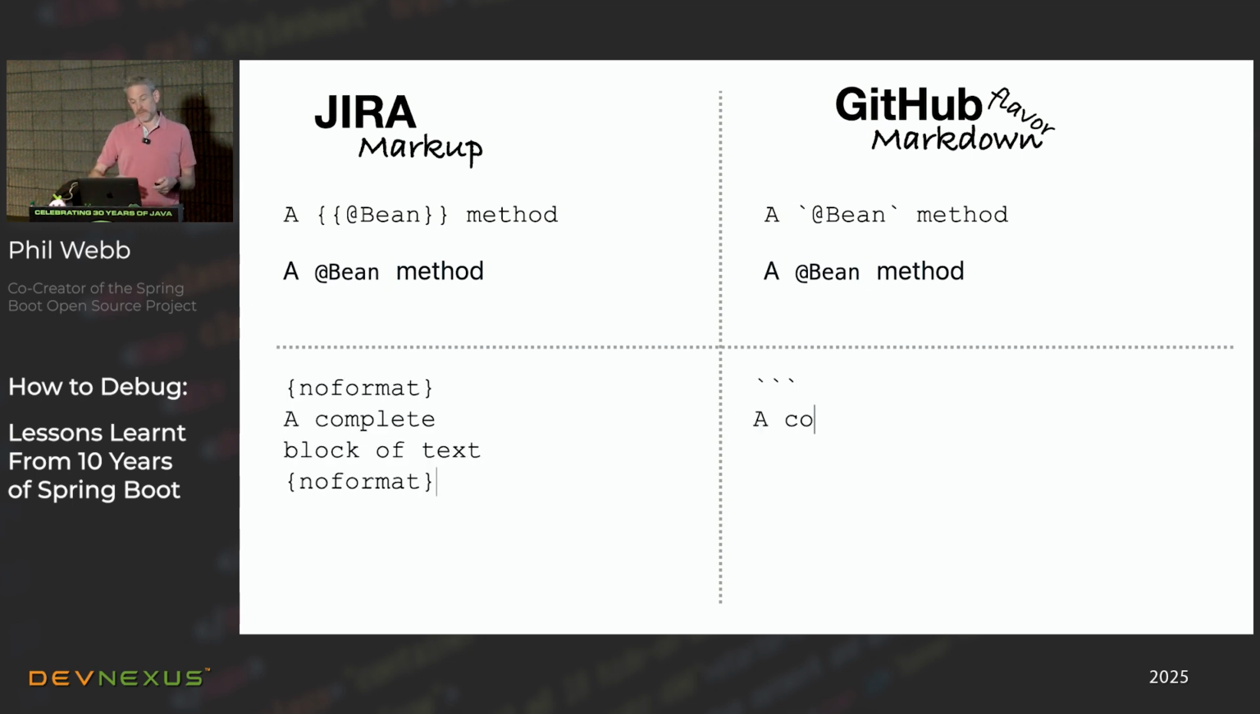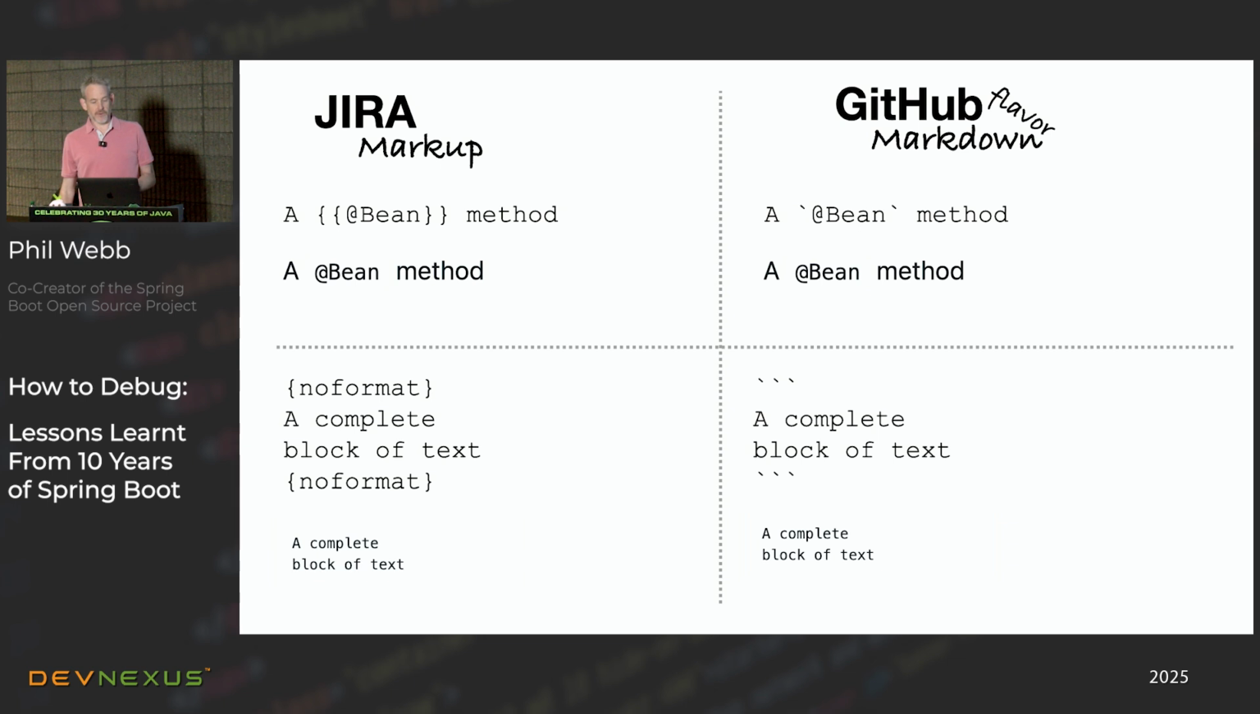And if you want to do a block of text, for Jira, you want to put no format around it, and for GitHub, you can do three backticks, and that will give you a block of text that looks like this.